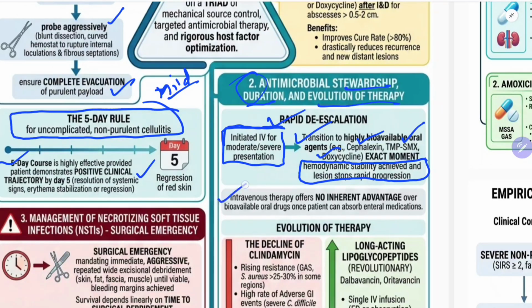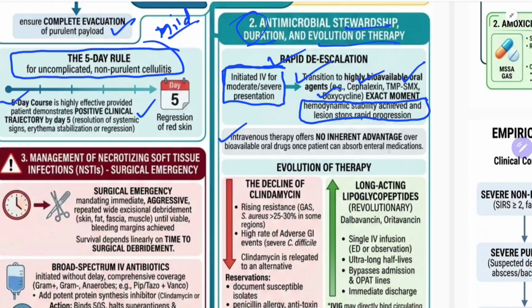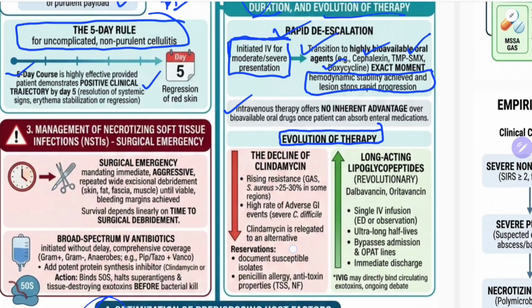Now, another point. Intravenous therapy offers no inherent advantage over bioavailable oral drugs once the patient can absorb enteral medications. So what is the evolution now? Clindamycin was very much used initially, but its use for MRSA and Staphylococcus aureus has decreased now. Why? Because of rising resistance.